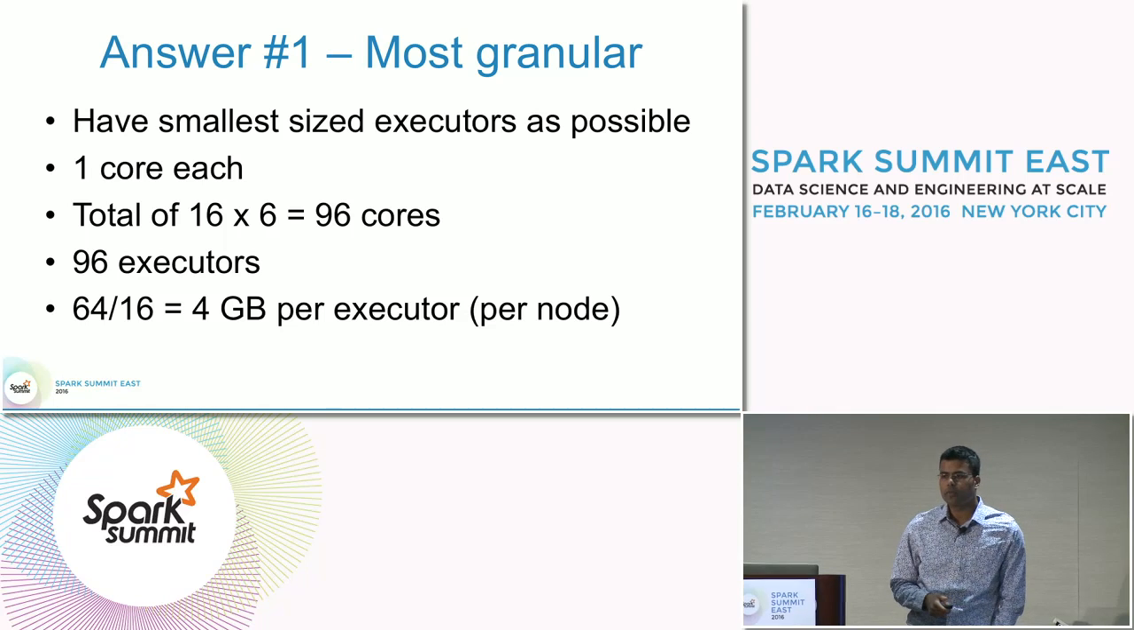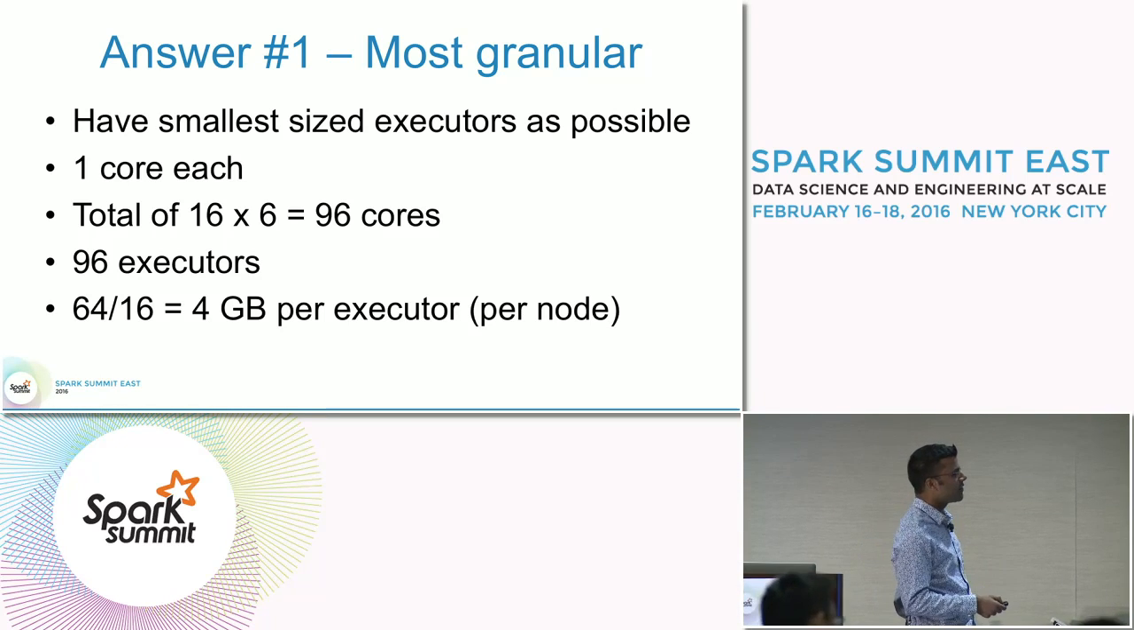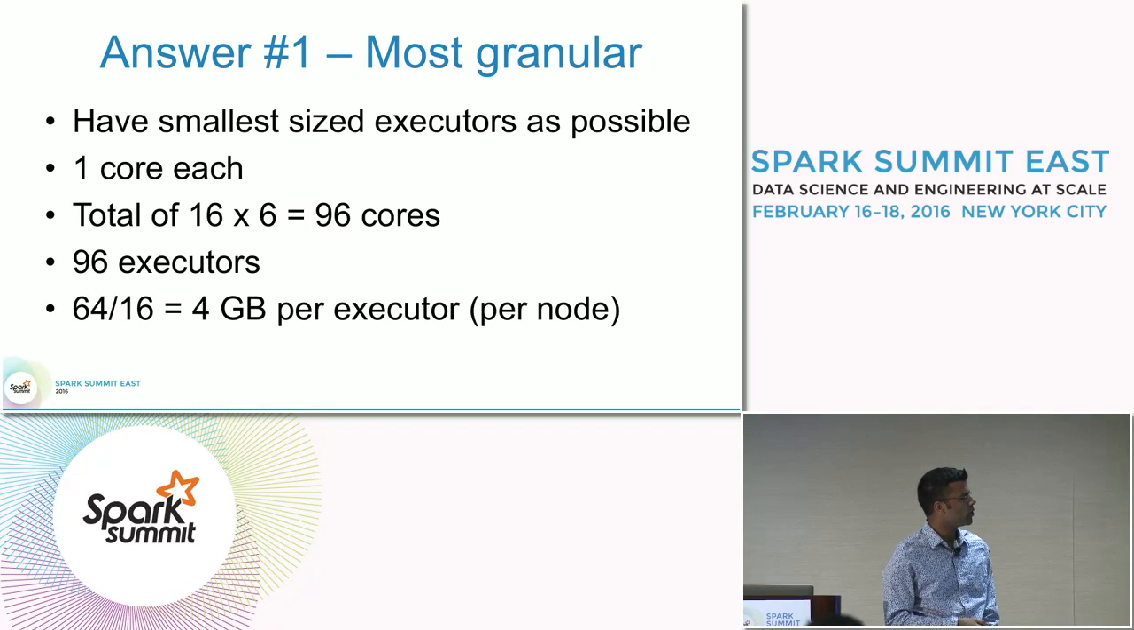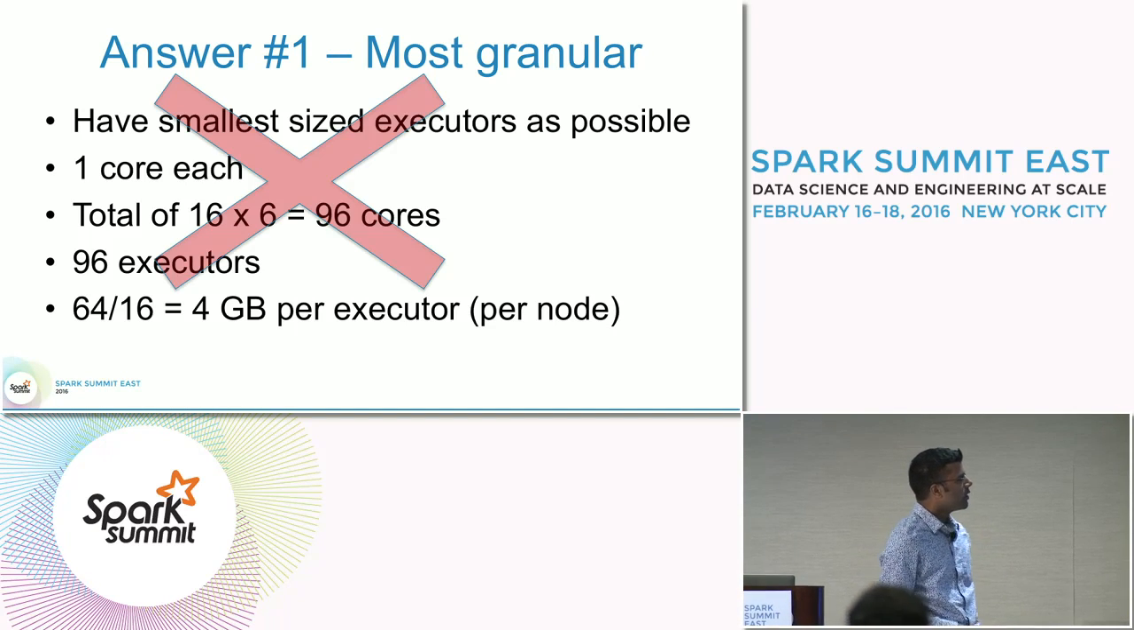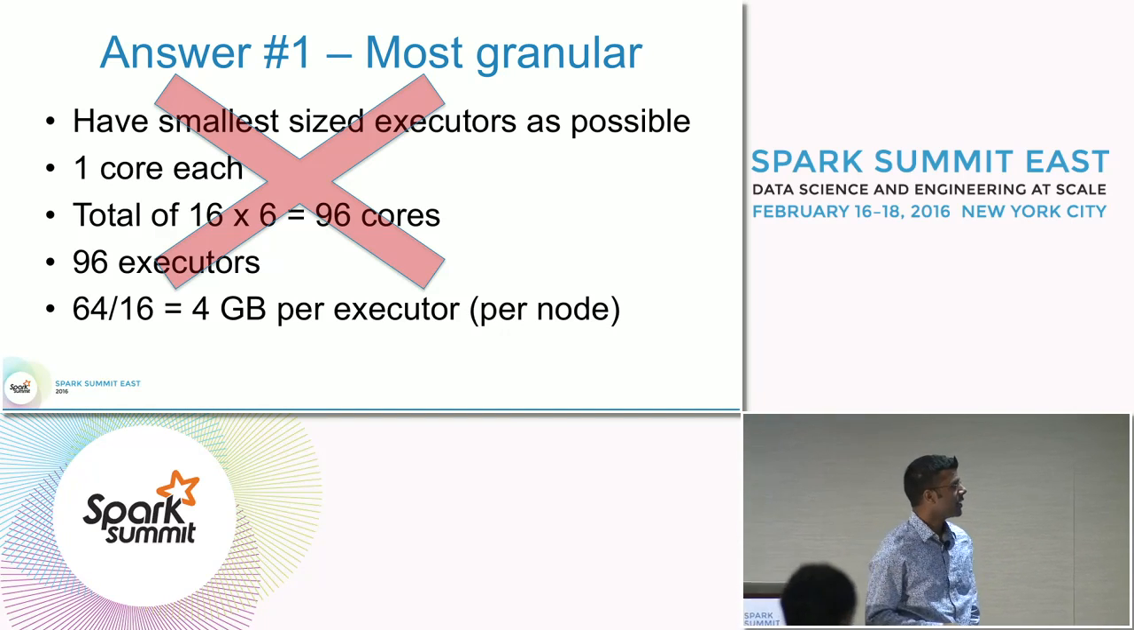So the first answer that you may come up with is, why don't I make all the executors very granular? So have a smallest sized executor, and you have 1 core in each executor. Remember, you had 16 cores in each node. You had 6 nodes. That makes 96 cores in total. That means you will have 96 executors. Because you had 64 gigs of RAM in each node divided by 16, which was the number of executors on that node, that's 4 gigs of RAM per executor. This kind of sort of makes sense so far? Yeah? Okay. So that's the answer, but it's the wrong answer.